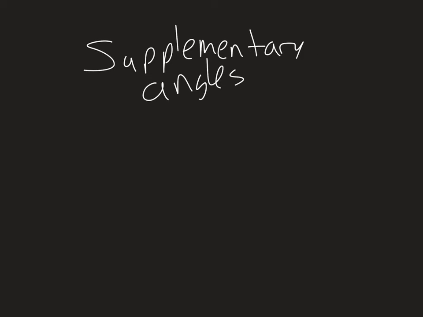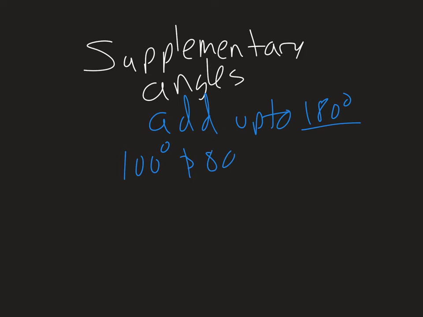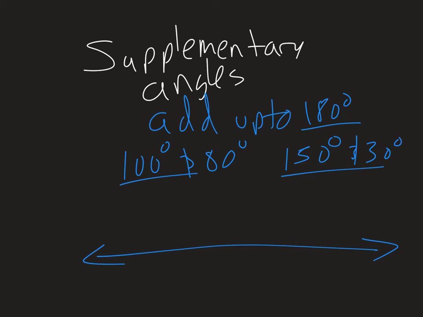Another angle pair is supplementary angles. These ones are kind of similar to complementary. These ones add up to 180 degrees. The idea is very similar to complementary, the only difference is that we're talking about 180 degrees. So for instance, 100 degrees and 80 degrees, or 150 degrees and 30 degrees. These are two pairs of supplementary angles. Basically, they both make a straight line, or a straight angle, if you will.